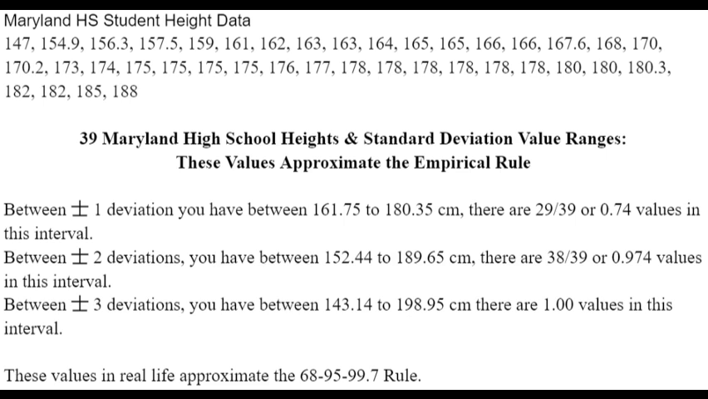Between plus or minus 3 standard deviations, you have between 143.14 to 198.95 centimeters, and there are 1.00 values in this interval. These values in real life approximate the 68, 95, 99.7 rule.